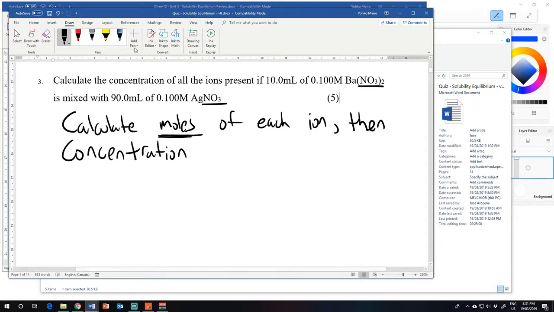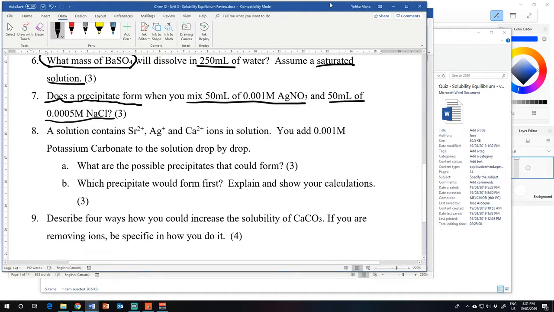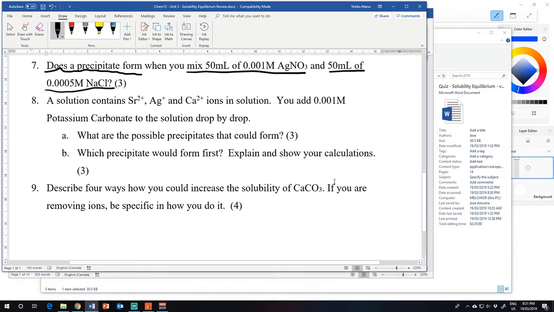Anyways, on to the next question in the review. All right, so here we have a solution of strontium, silver, and carbonate, or not carbonate, that's calcium. We add this 0.01 molar potassium carbonate drop by drop. What are the possible precipitates that could form, and which precipitate would form first?